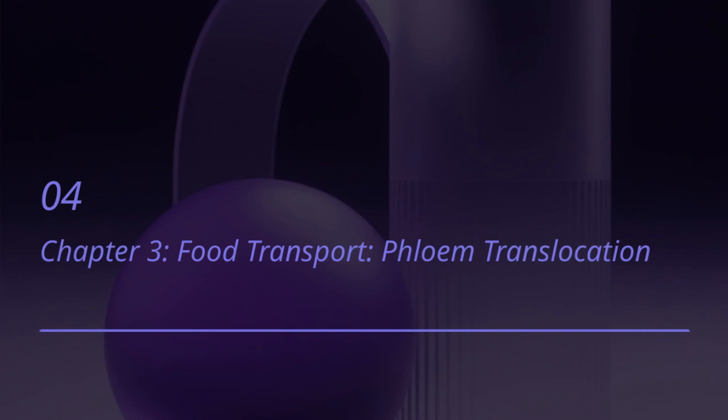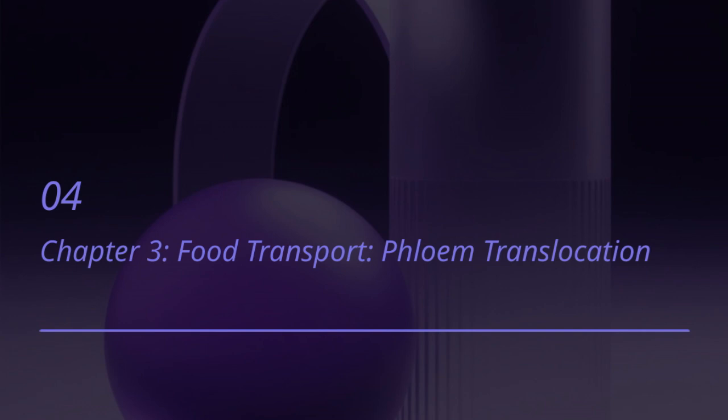Key points to remember here are that phloem translocation is an active and highly regulated process. It involves the movement of sugars from source tissues, like leaves where photosynthesis occurs, to sink tissues such as roots or fruits. This flow is driven by pressure differences created by the loading and unloading of sugars, which creates a pressure gradient within the phloem vessels.